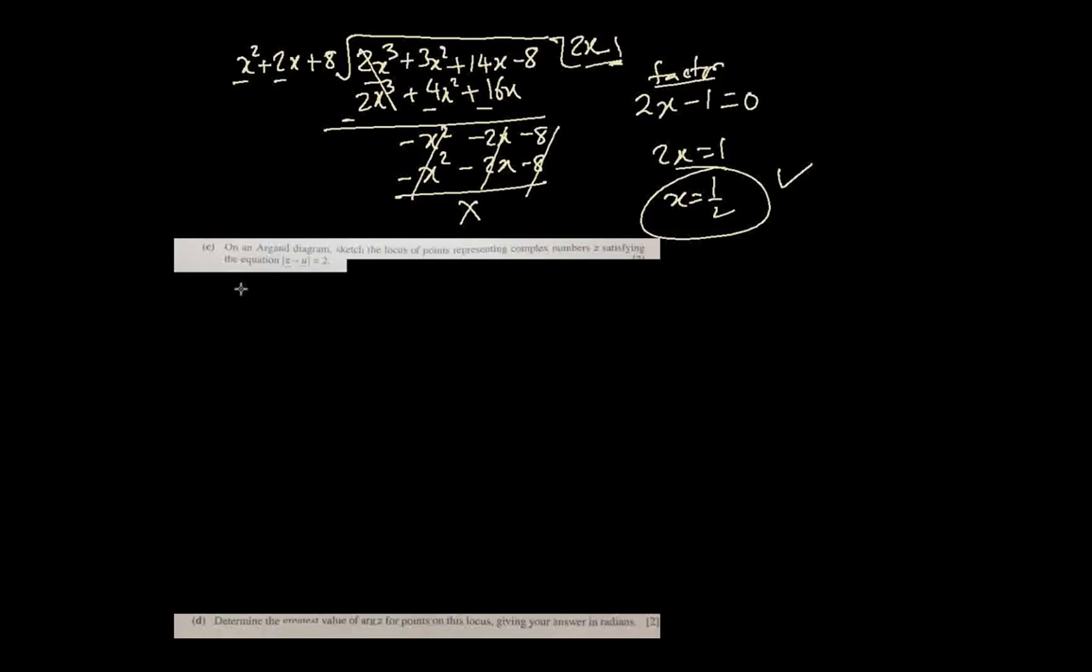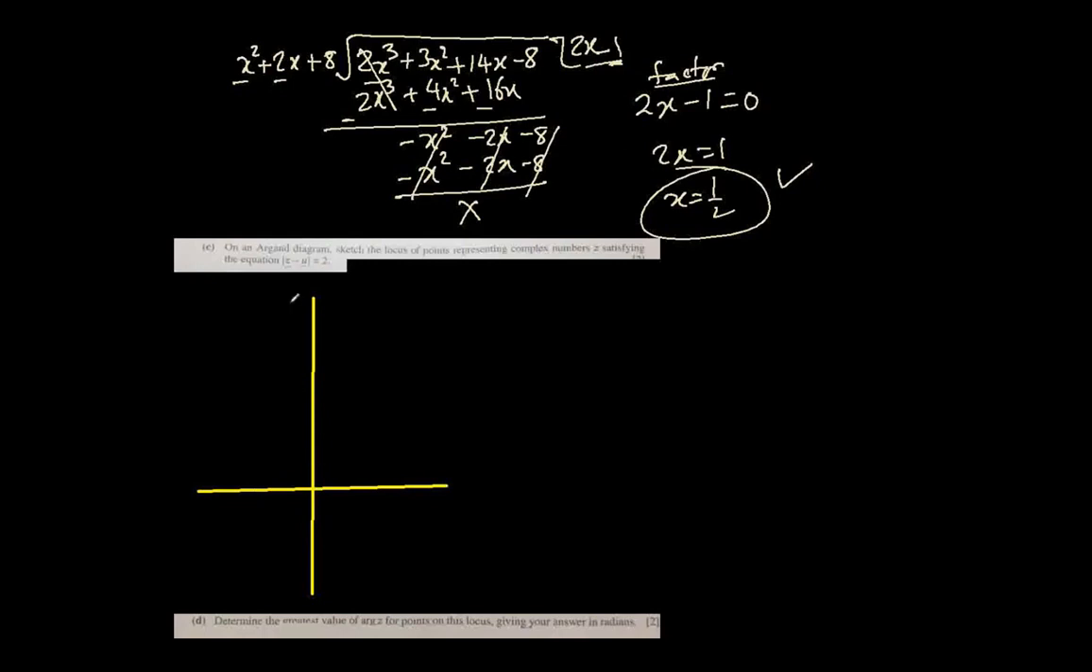Part C of the same question. On an Argand diagram, sketch the locus of a point representing the complex number z, where modulus of z minus u equals 2. That's what we have to show. So let me try to draw it here. Now, my scale will not be that perfect, but let's try to be as good as possible.